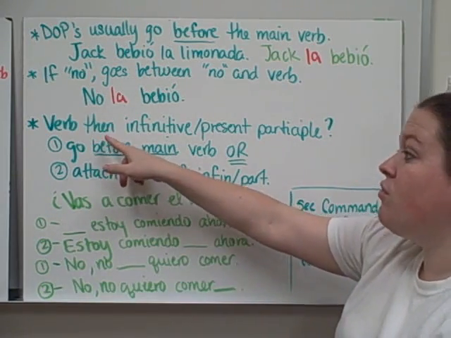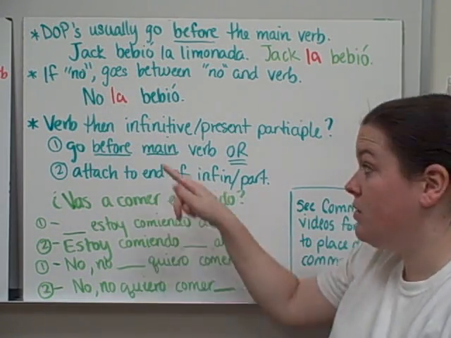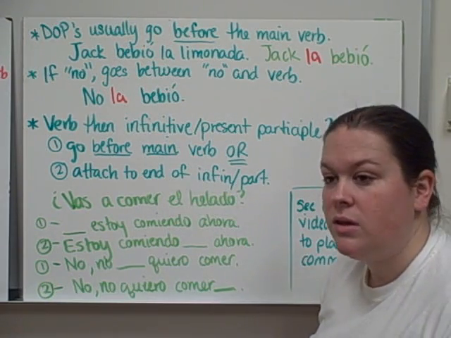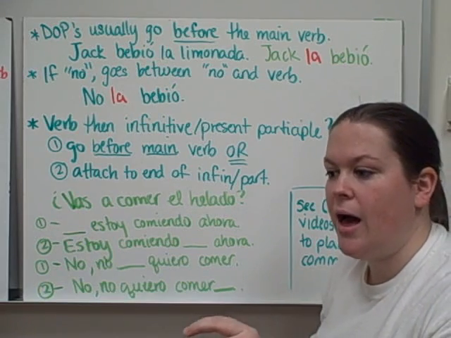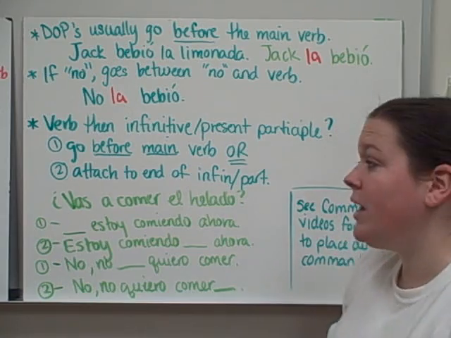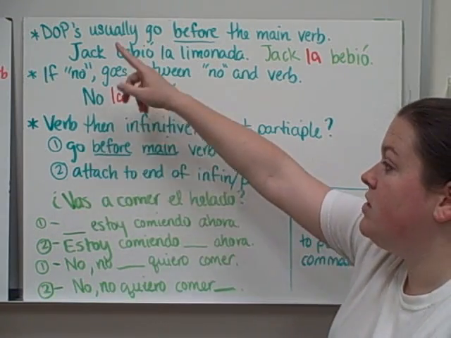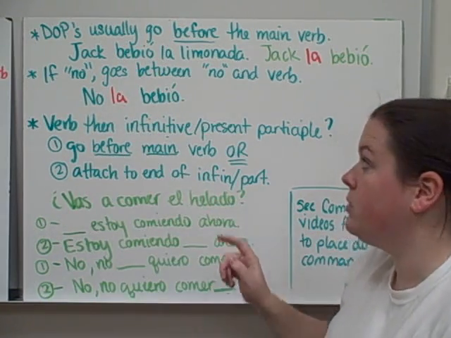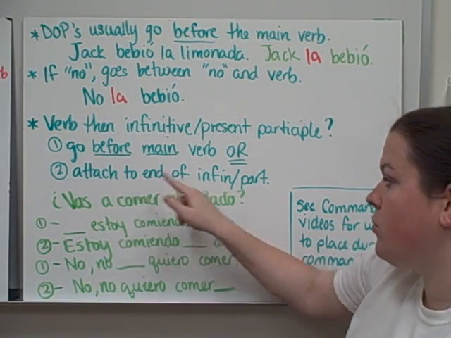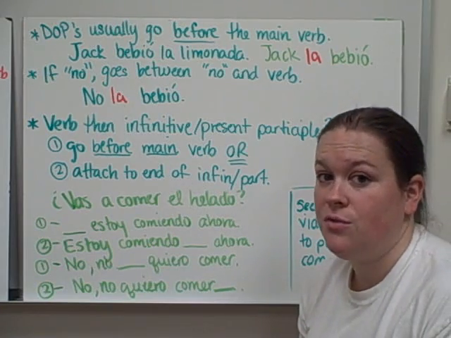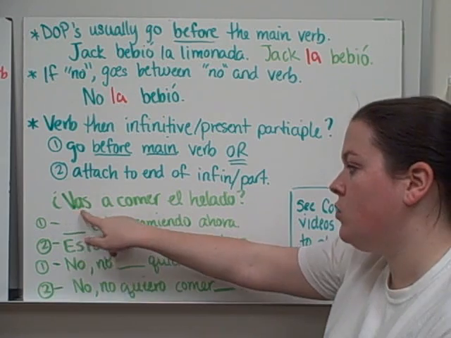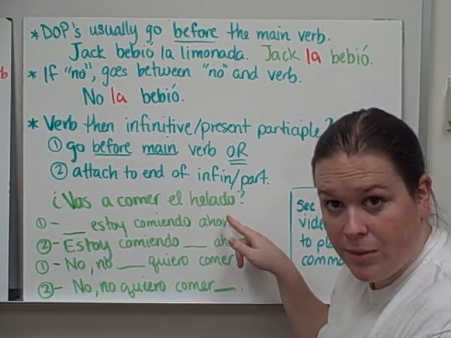Now, if the verb is followed by another verb that's not been conjugated, in an infinitive or a present participle, like él está comiendo, he is eating, you get two choices. You can put the DOP before the main verb, like we did right here, or you can attach the object pronoun to the end of the infinitive. For example, ¿vas a comer el helado? Are you going to eat the ice cream?